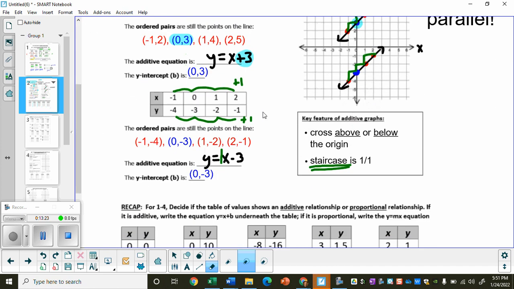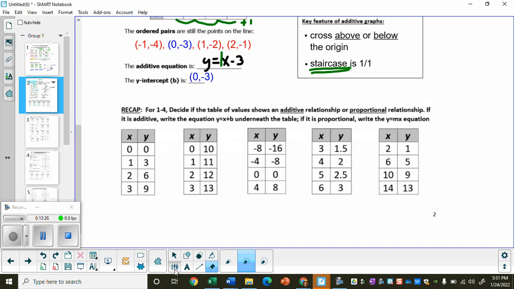All right, so down here, let's just do a quick recap. For this, we've got 5 tables of values. And instead of deciding if it's additive or not additive, we're actually going to decide if it's additive or proportional, like from our previous unit. So right here I have it underlined. Remember, additive is the new thing we're learning, where you're either adding or subtracting. And remember, proportional was from the previous unit, where we were either multiplying or dividing. So let's just look at the table of values and see now if we can distinguish between the two.